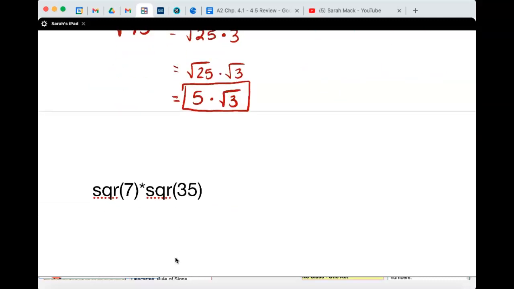Okay, let's do another one. We have the square root of 7 times the square root of 35. I would like to simplify this. You can make 35 into 7 times 5. So I can have the square root of 7 times the square root of 7 times 5.